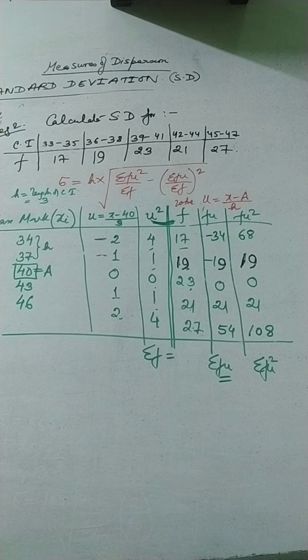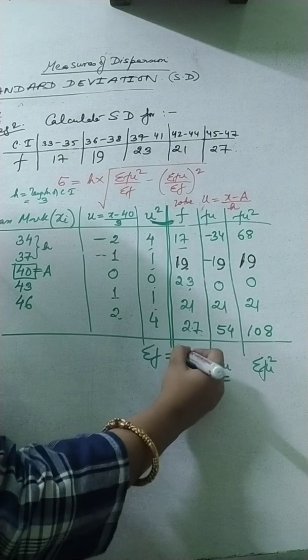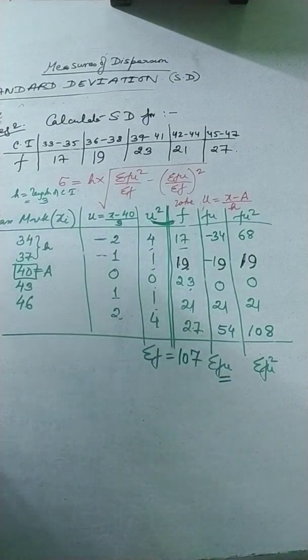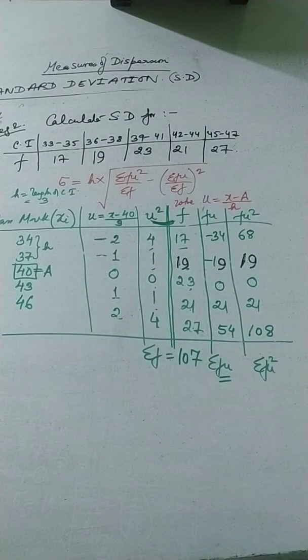Okay, so how much is summation f? 17 plus 19 plus 23 plus 21 plus 27. That gives us 107. And minus 34 minus 19 gives you minus 53.